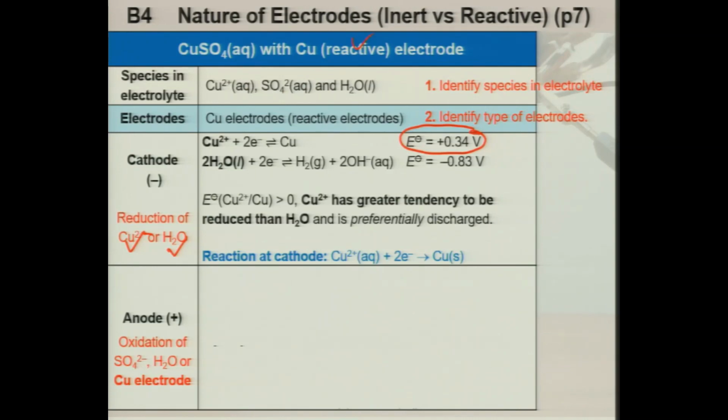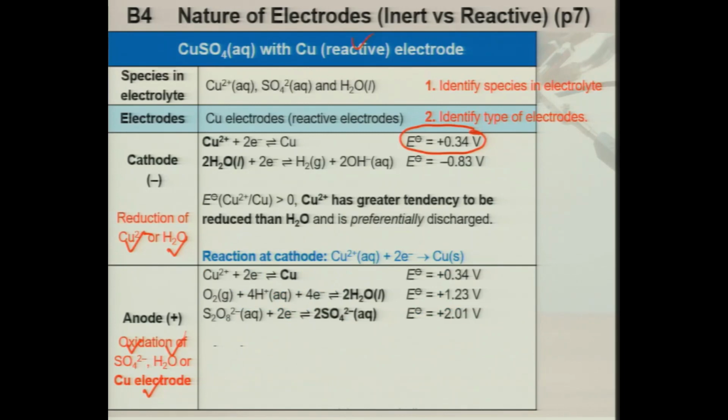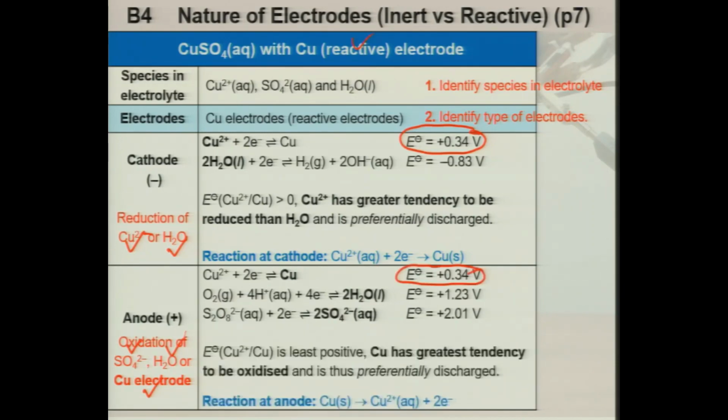Now let's look at the anode. At the anode, anions are oxidized there. Water can be oxidized there as well. One more thing now, your electrode also can be oxidized. And therefore, you have to consider three possibilities. And because oxidation happens here, I'm going to look for the E0 value that is least positive, which is this one. It's the least positive E0 value, and therefore, I know that oxidation of copper happens here.